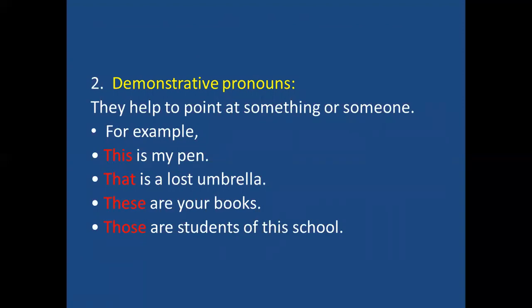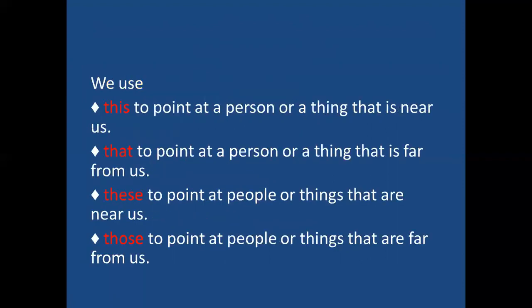Second, demonstrative pronouns. They help to point at something or someone. For example, this is my pen. That is a lost umbrella. These are your books. Those are students of this school. To explain in a better way, this denotes nearness, that far away from us. These, again, plural, near to us. Those, far away, plural.